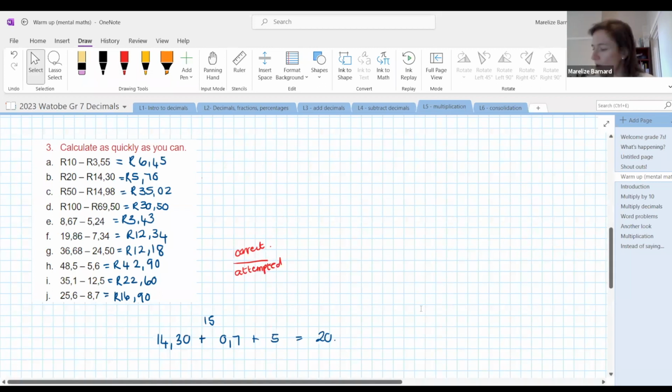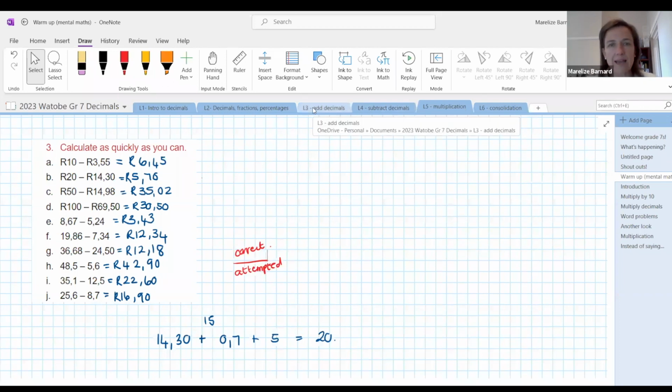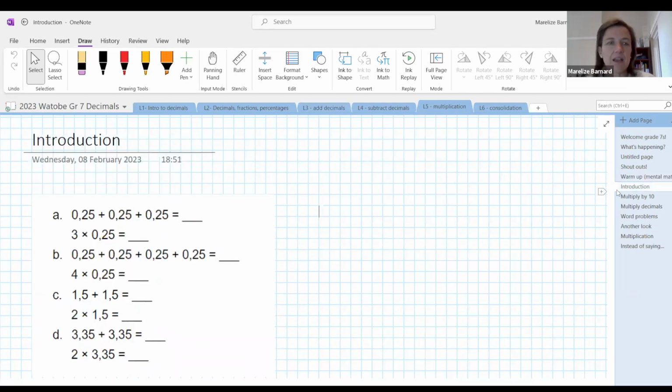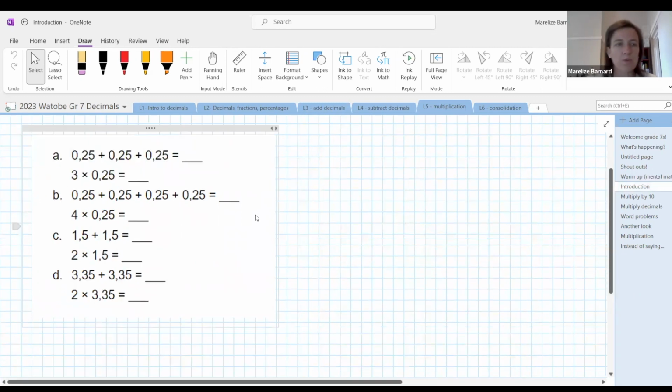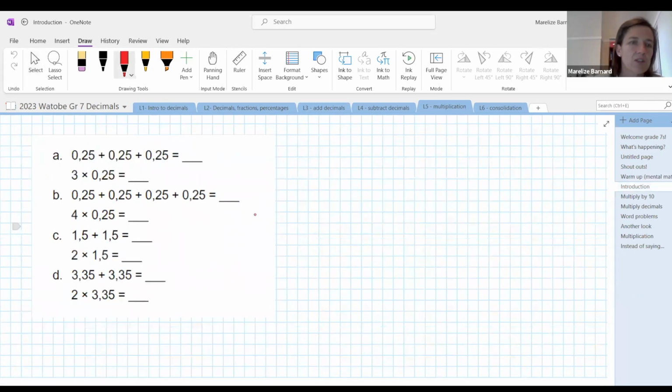So we're going to go on now to look at multiplying decimals. Last week, we spent the whole week on adding and subtracting. So this is what we're going to do next, multiplying decimals. As a little warm-up, if I take 0,25 and I add 0,25 and I add another 0,25, what do I get? Put your answer in the chat.